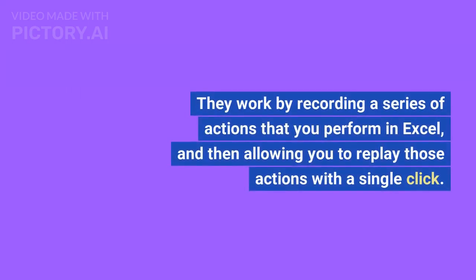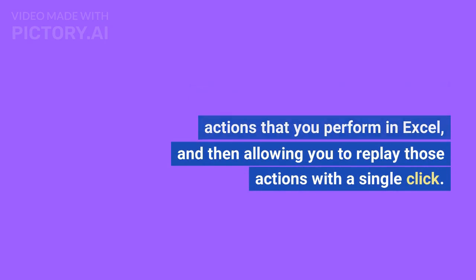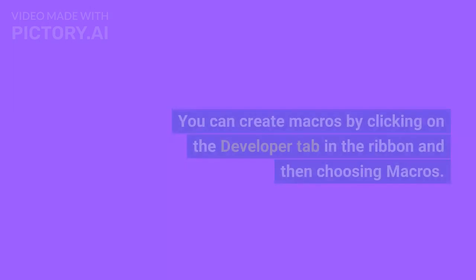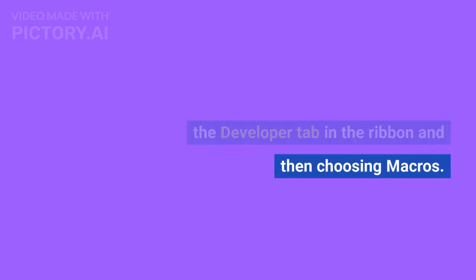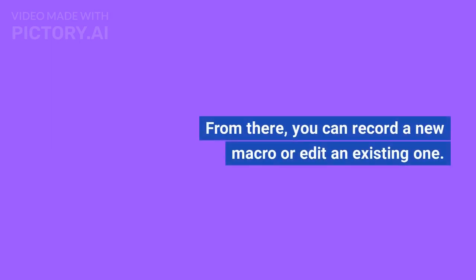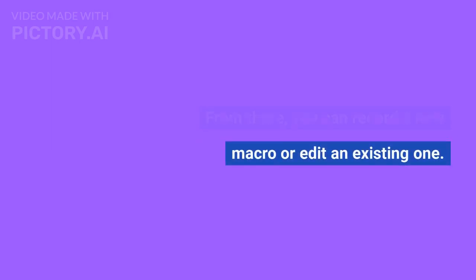Macros. Macros are a powerful way to automate repetitive tasks in Excel. They work by recording a series of actions that you perform in Excel, and then allowing you to replay those actions with a single click. You can create macros by clicking on the Developer tab in the ribbon and then choosing Macros. From there, you can record a new macro or edit an existing one.